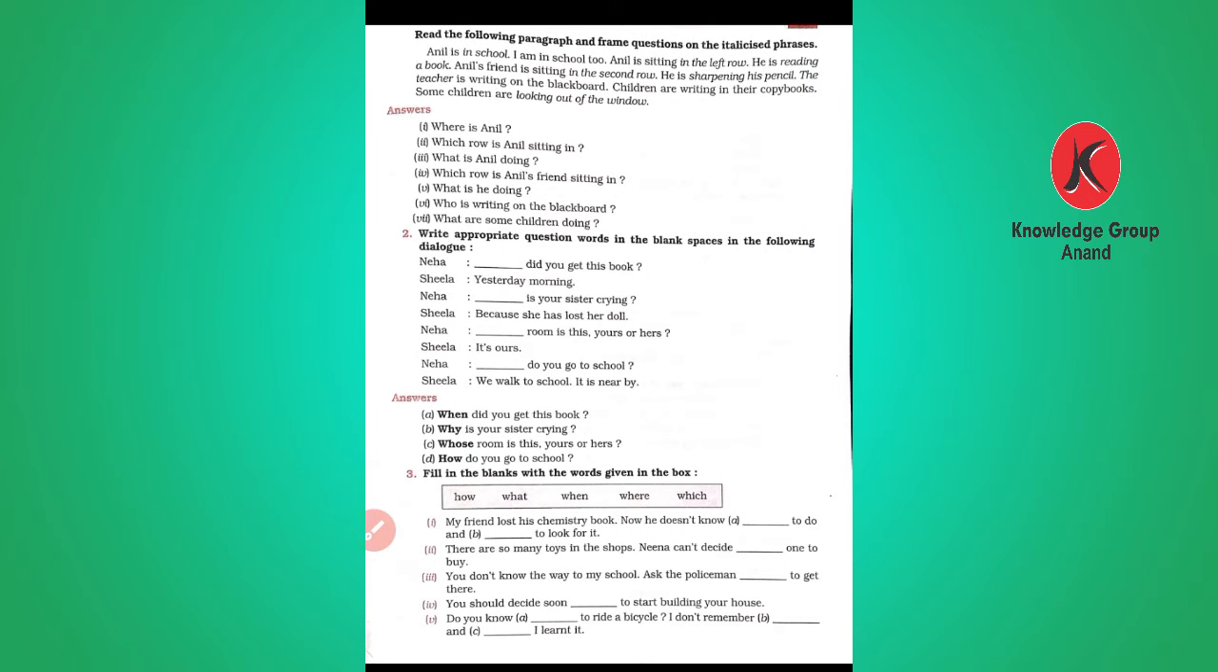There is a paragraph. Read the following paragraph and frame questions on the italic phrases. So in the paragraph you can see there are italic phrases.